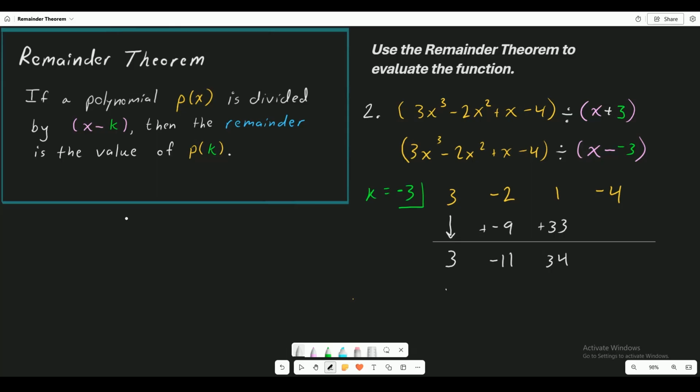Right? Now negative 3 times 34, sorry, not negative 34. Negative 3 times 34 is negative 102. Add negative 106. So my remainder is negative 106. So clearly x plus 3 is not a factor of the polynomial. Let's apply the remainder theorem to check what it is.